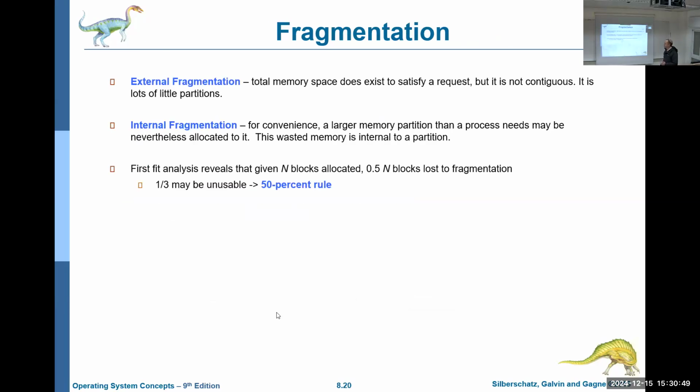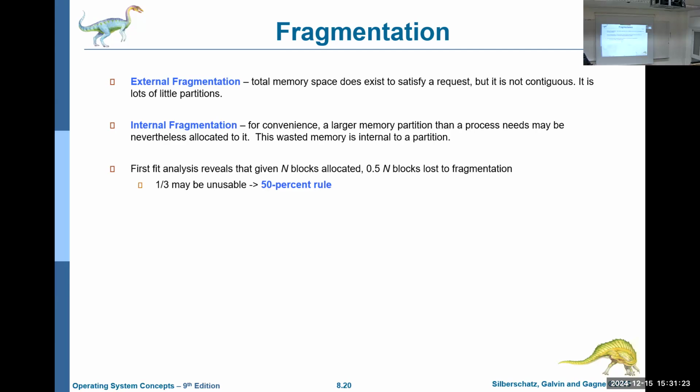Once we've talked about these holes, we have this concept called fragmentation, and there are two kinds: one is called internal, one is called external. What is external fragmentation? External fragmentation is those slivers. Total memory space does exist to satisfy requests, but it's not contiguous. It's in lots of little partitions, creating all those slivers, all these little spaces that are unusable. Those are called fragments, so fragmentation.